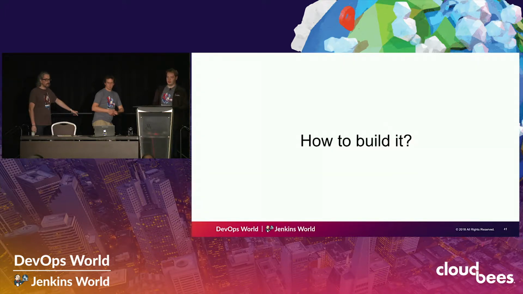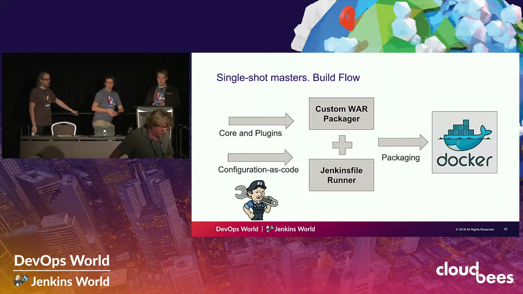So how to build this system? Actually, all tools are in place. It's not only a Jenkins file runner. There is configuration as code. There is a number of core plugins. And we created a new tool called Custom War Packager, which allows to glue everything together and build Docker images which are ready to fly and include everything.